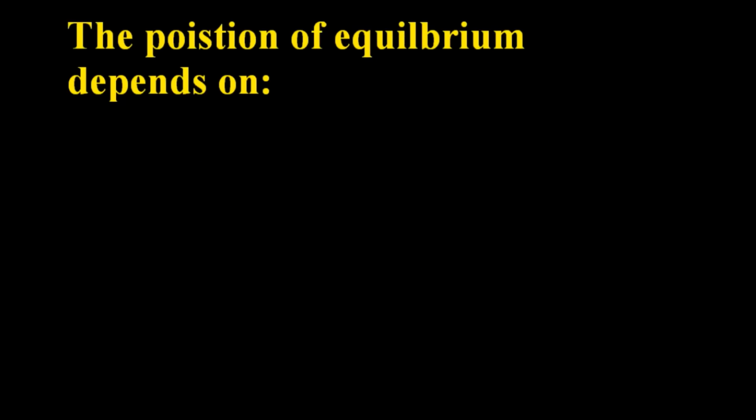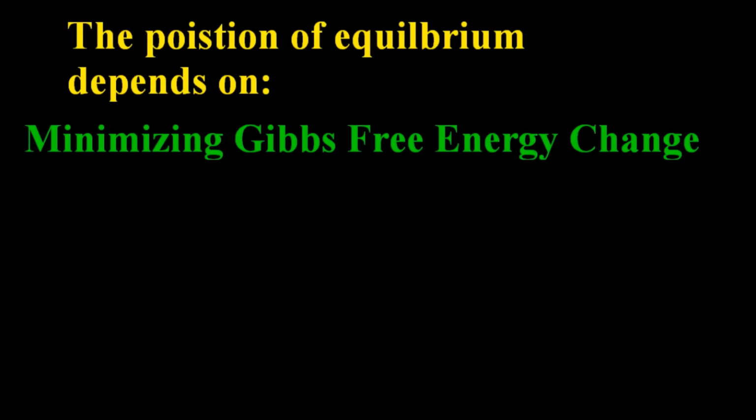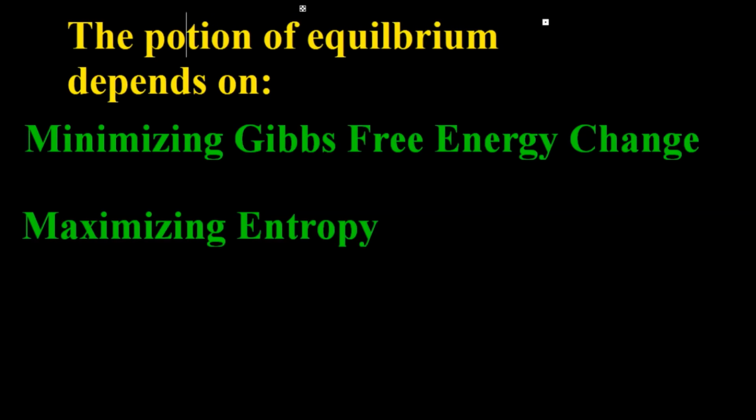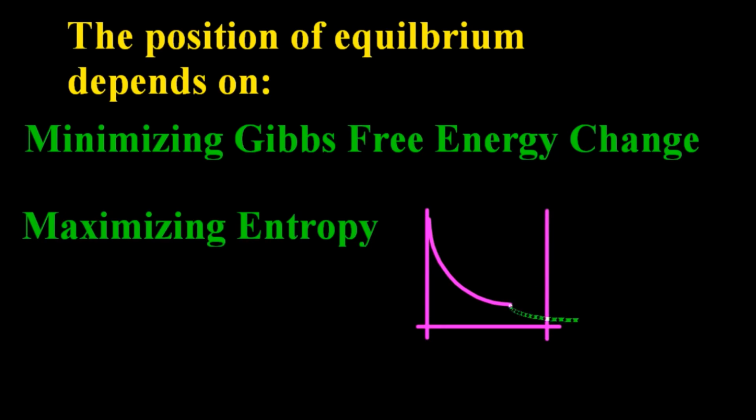So the position of equilibrium depends upon minimizing Gibbs free energy change and maximizing entropy. That seems to be as much as you need to know, and I trust the Nuffield book on this. Oh, I spelt position wrong. There are graphs like this in some of the other books. I'm not convinced that you need to know these graphs for the IB. I think that's more than you need to know. I trust Nuffield.